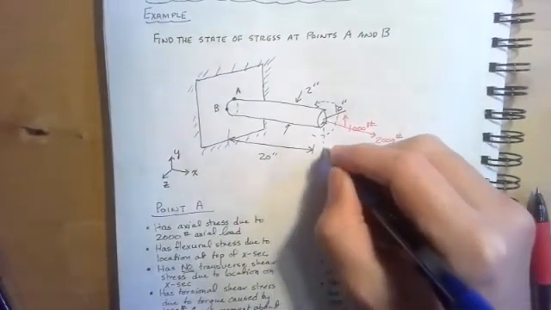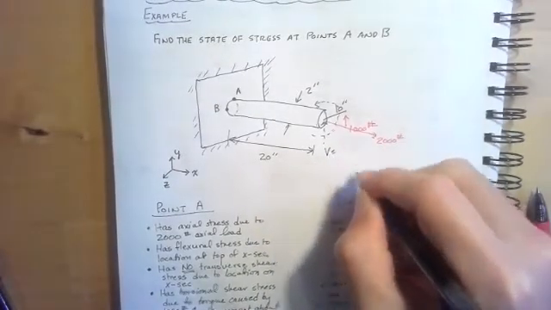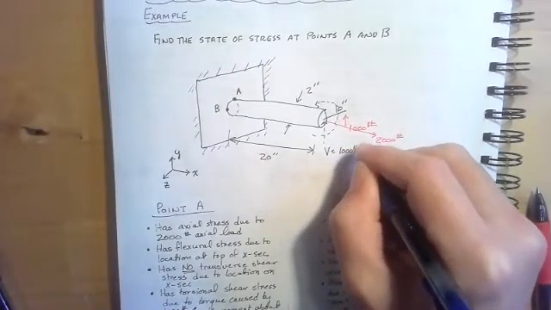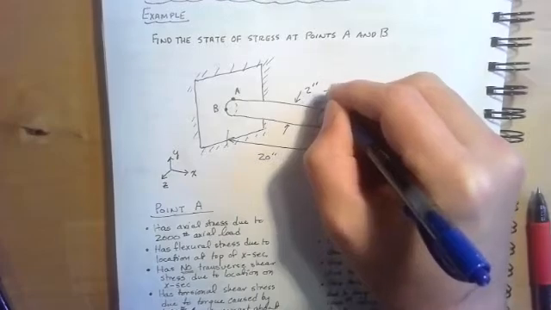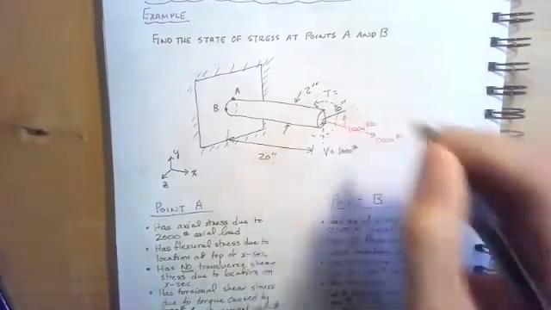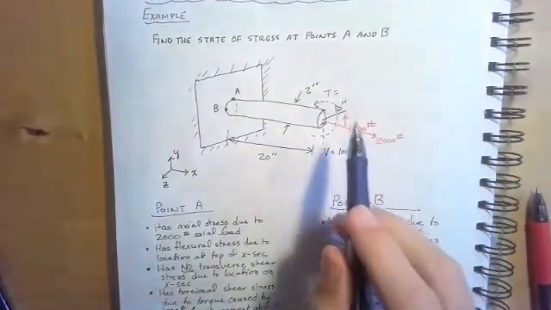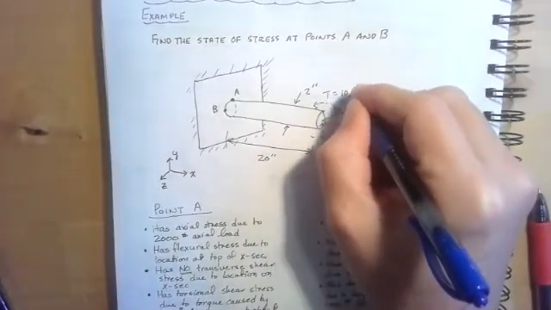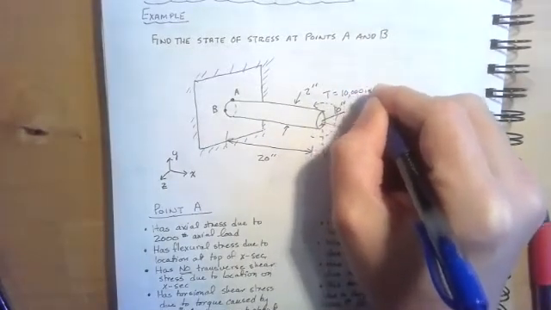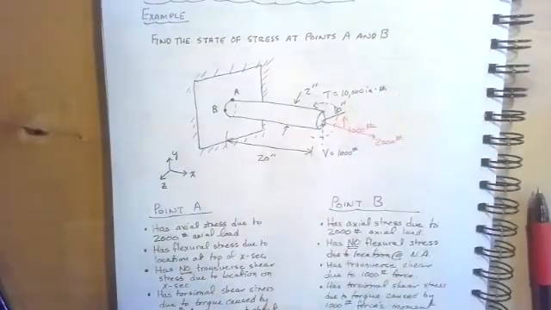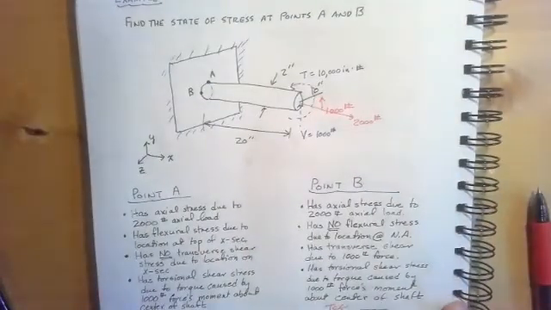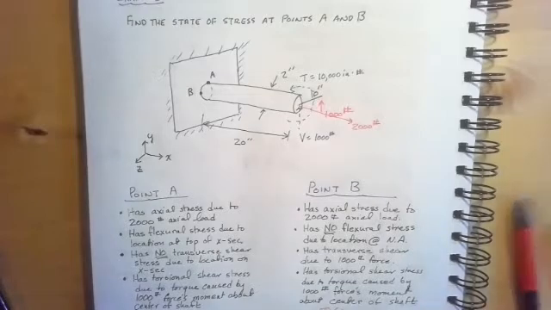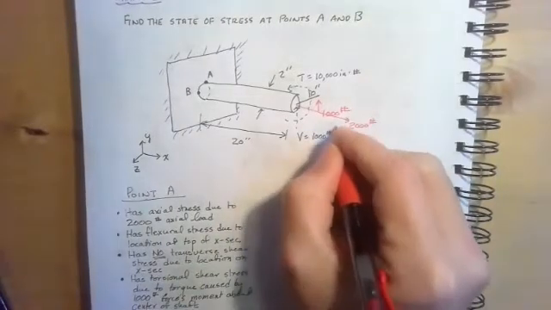So V here would be equal to 1,000 pounds. And the torque that's going to cause torsion in the shaft would be 1,000 pounds times 10 inches, or 10,000 inch pounds. And then, of course, I've got P equal to 2,000 pounds, like so.